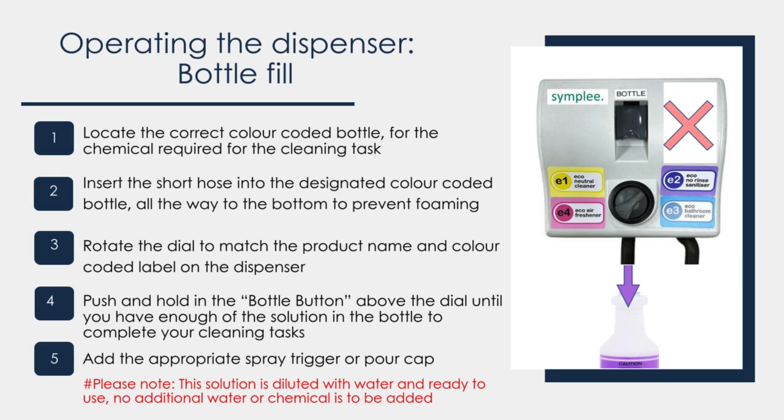Rotate the dial at the bottom of the mixing station to match the product name and color of the bottle that you are refilling. Push and hold the bottle button as indicated on the image until you have enough of the solution in the bottle to complete your task. Once completed, cease pressing this button and remove the tube.